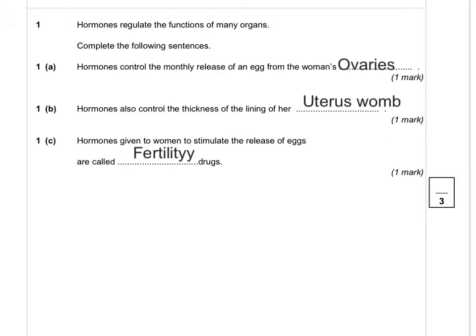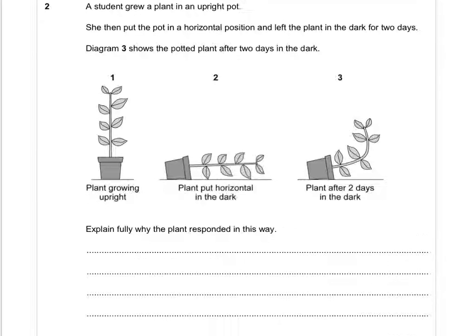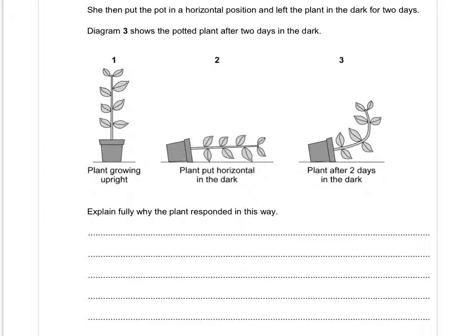Move on. Question 2. A student grew a plant in an upright pot. She then put the pot in a horizontal position and left the plant in the dark for 2 days. Diagram 3 showed the potted plant after 2 days in the dark. Explain fully why the plant responded in this way.